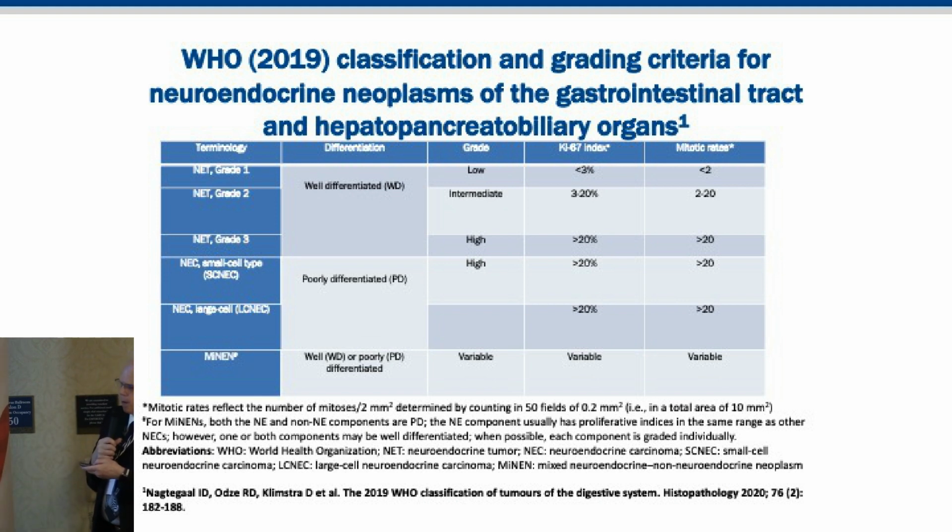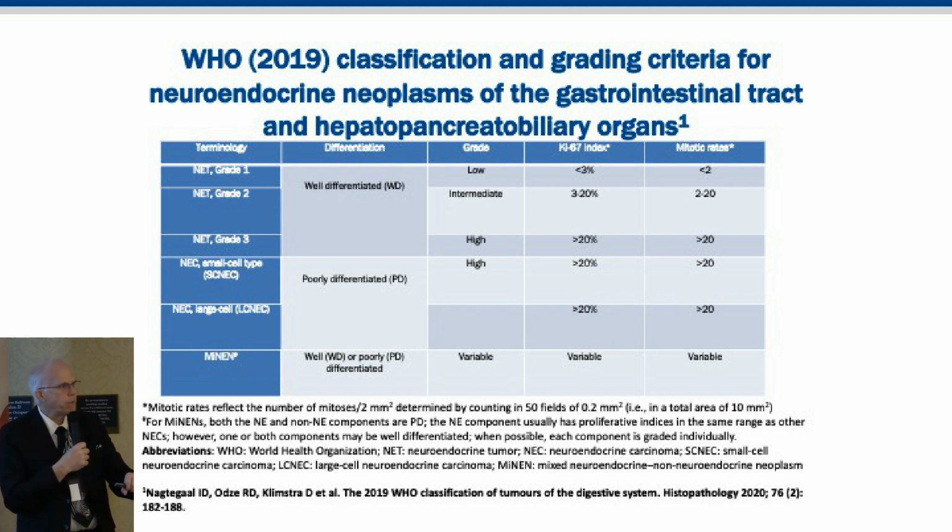So we think of grade 1, grade 2, and grade 3 for neuroendocrine tumors. It's just like the gears on your car. Low gear, you're going to go slower. You get into that second gear, a little bit faster, and then that third gear. Fortunately, the third gear for the well-differentiated neuroendocrine tumor is not that common.